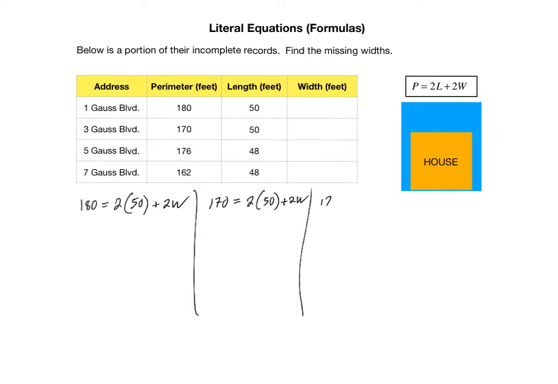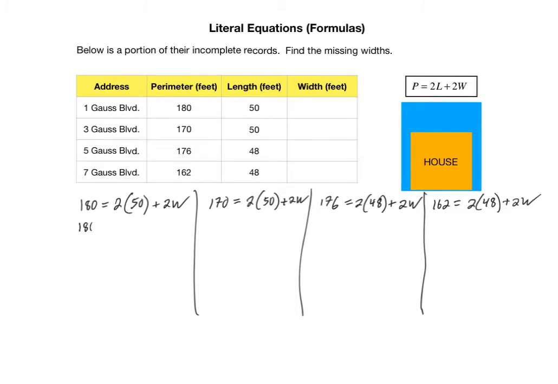We've got a perimeter of 176 for 5 Gauss Boulevard equals 2 times the length, 48, plus 2 times the width, which we need to find. And for 7 Gauss Boulevard, we've got a perimeter of 162 equals 2 times the width is, or the length, I'm sorry, is 48 plus 2 times the width. And we can solve all 4 of these to fill out the widths for each of these properties. So let's start with this one.